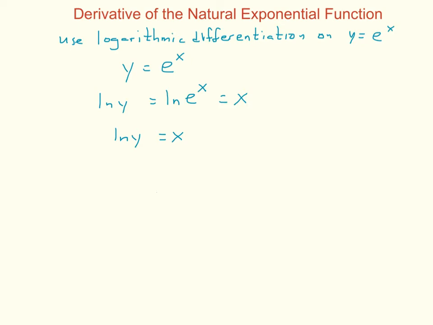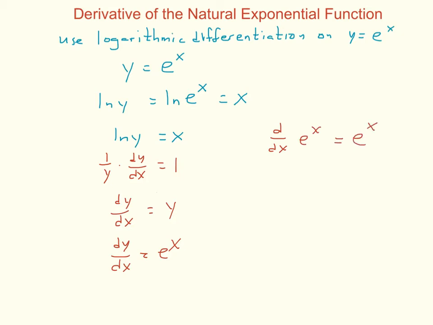At this point, I'm going to take the derivative. And I use implicit differentiation. I know that the derivative of the natural log of y is going to be 1 over y times dy dx. And that is going to equal the derivative of x, which is 1. When I solve that, I get that dy dx is equal to y. And therefore, if you look up above here, we know y equals e to the x. And so therefore, I can say that the derivative of y with respect to x is equal to e to the x. In other words, this is my favorite differentiation formula. I know that the derivative of e to the x is e to the x.